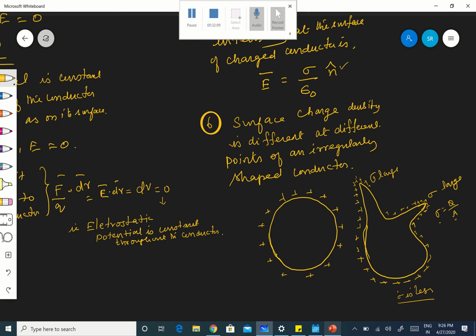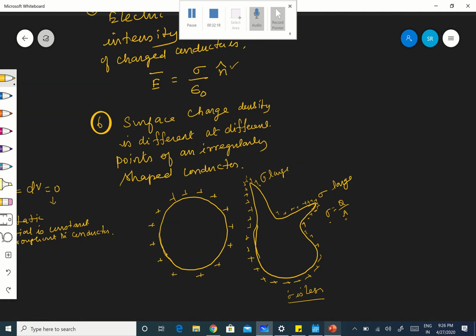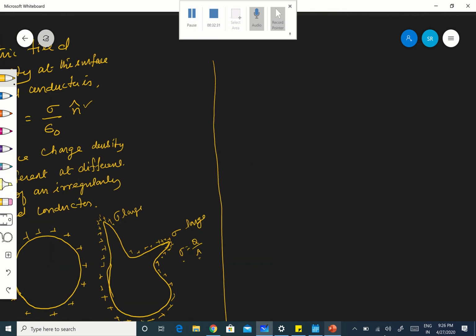Is it clear? So these are all the very very important results regarding electrostatics of conductors. Okay, right. Now next one. I'll go to the next topic, electrostatic shielding. Very important topic, electrostatic shielding.